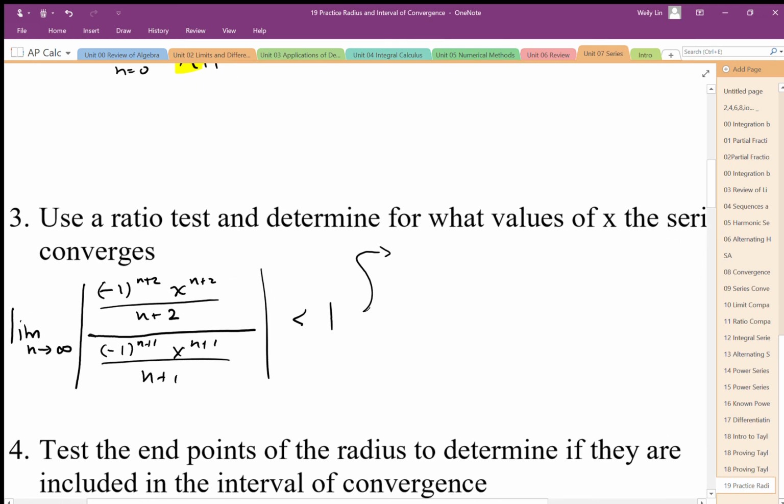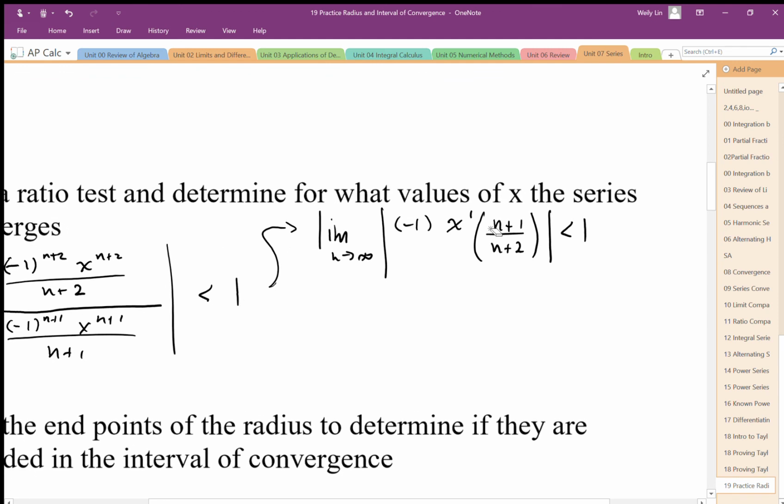So simplifying this expression, I'm going to end up with the limit as n goes to infinity, and I'm going to group my terms. So I'm going to have (-1)^(n+2) over (-1)^(n+1), so I'm just going to end up with negative 1 there. For the x's, x^(n+2) divided by x^(n+1) is just going to leave me with x to the power 1. And then I'm going to group the n terms. So I'm going to end up with dividing by n+1; n+2 is divided, so that ends up in the denominator. And I'm going to let the limit of that go to infinity.